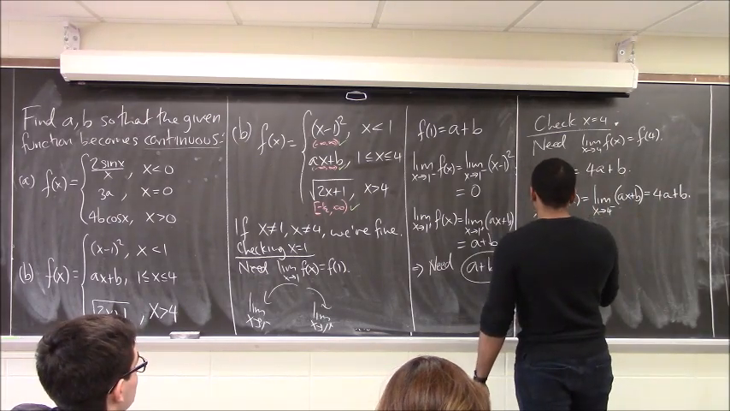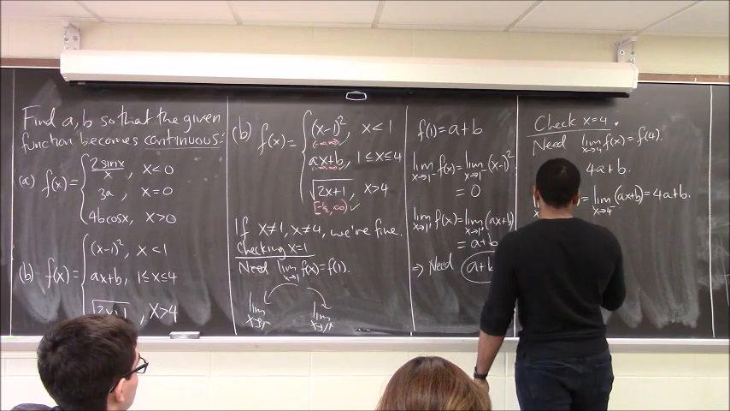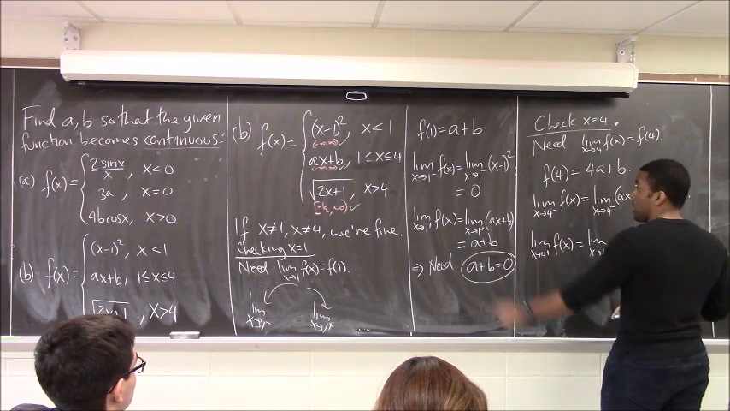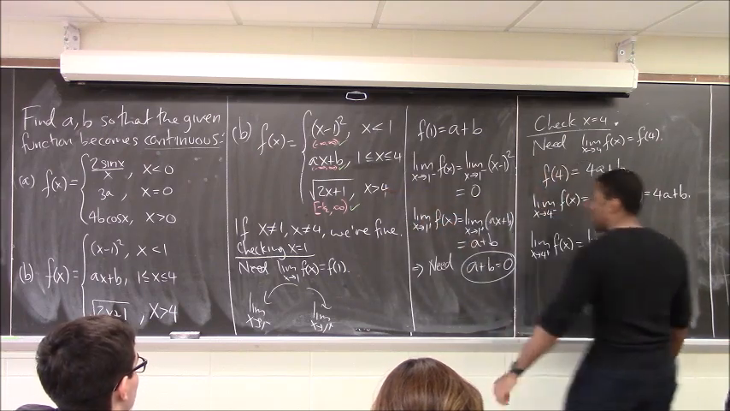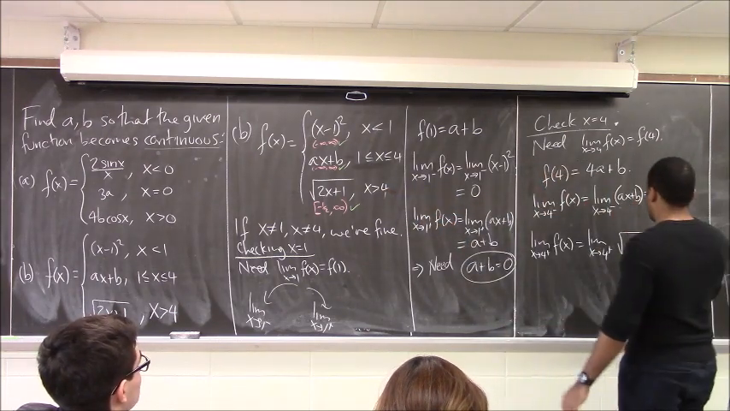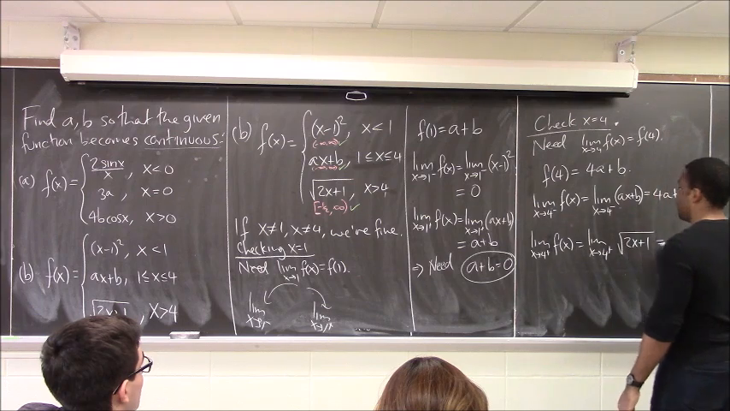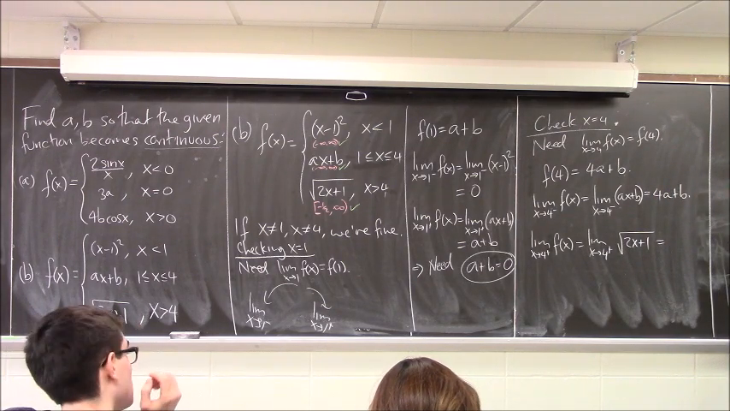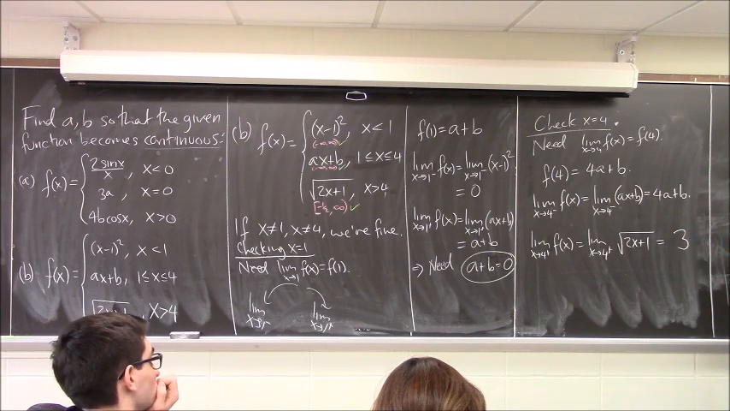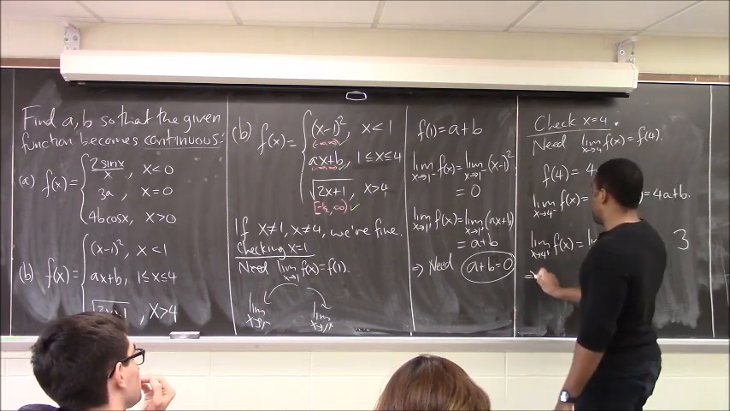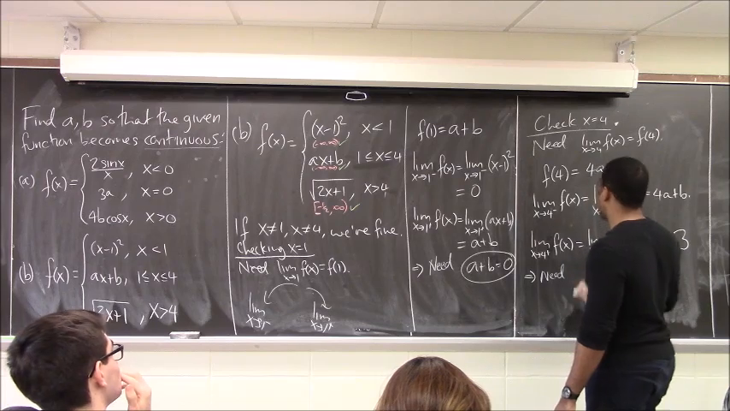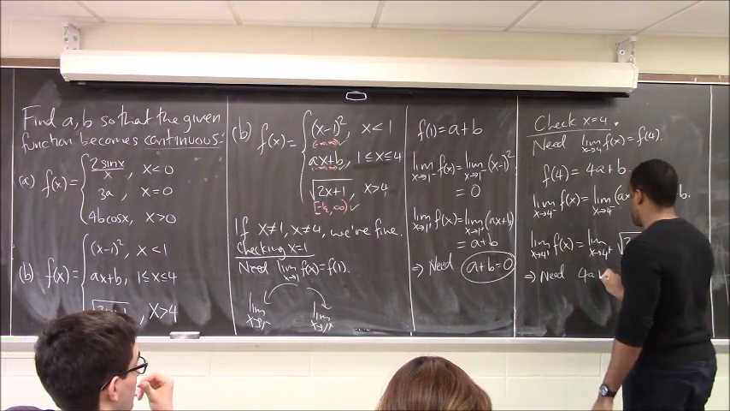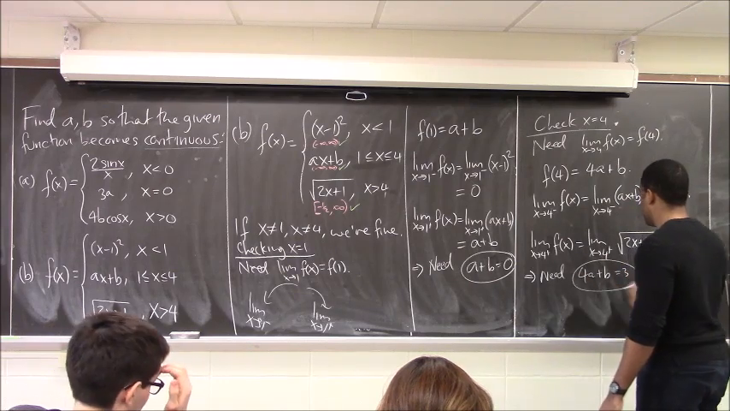So let's see. If you approach 4 from the right side of f of x, what am I looking at now? The bottom function. That tells you what's happening when we're greater than 4. So I'm taking the limit of this function. And what's that? 3. That's 3. So ultimately, to make it work at 4, what do we need? We need that 4a plus b must be equal to 3.